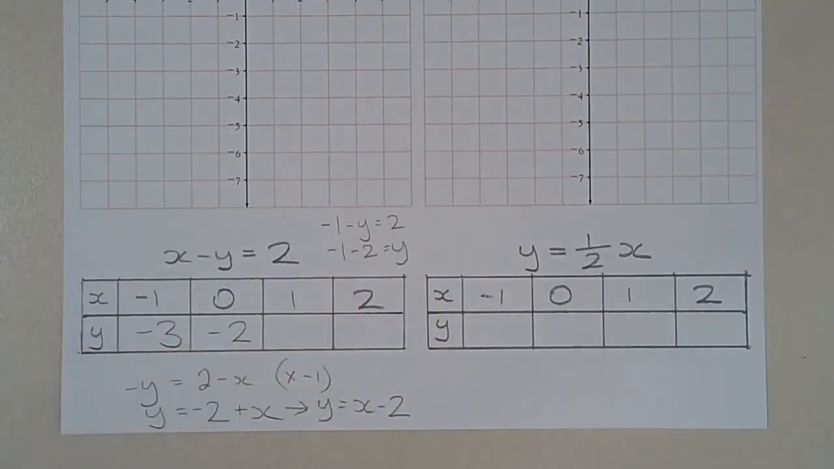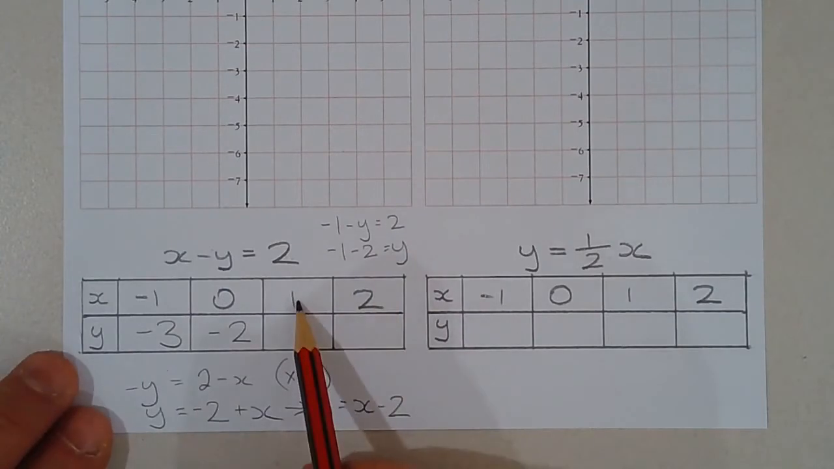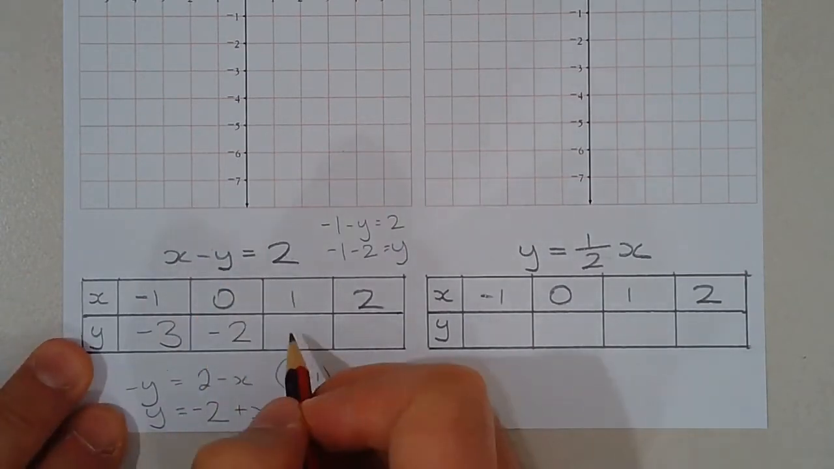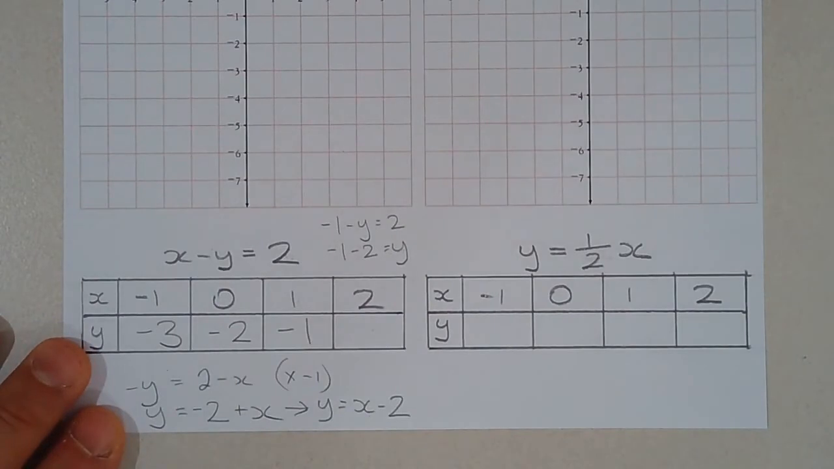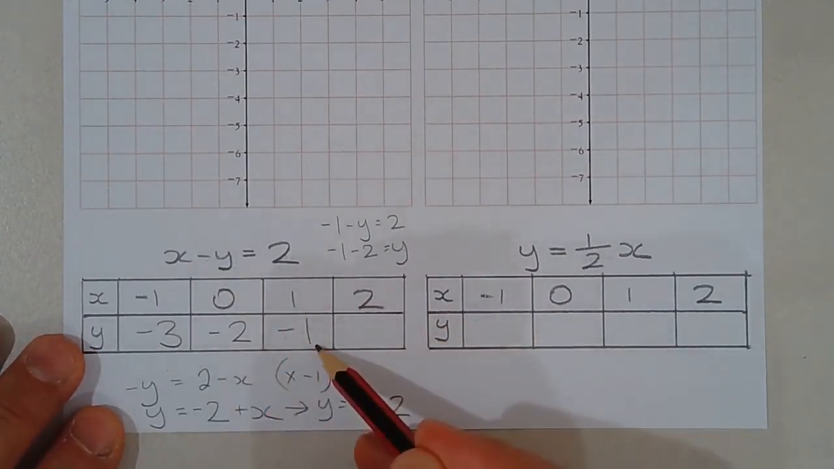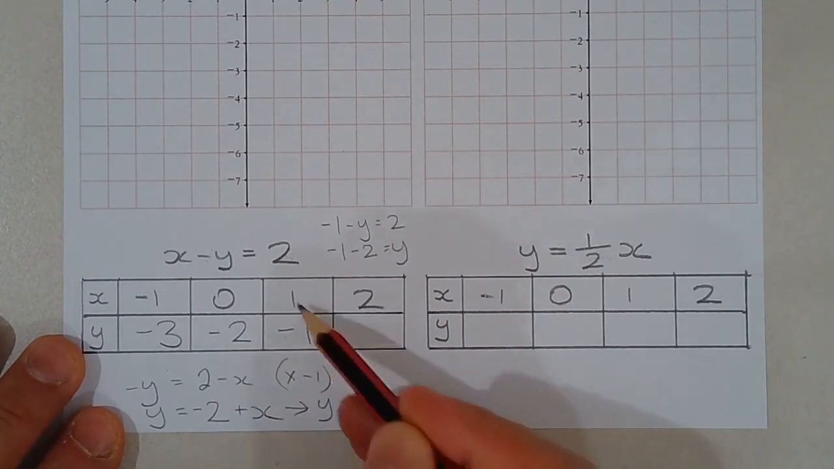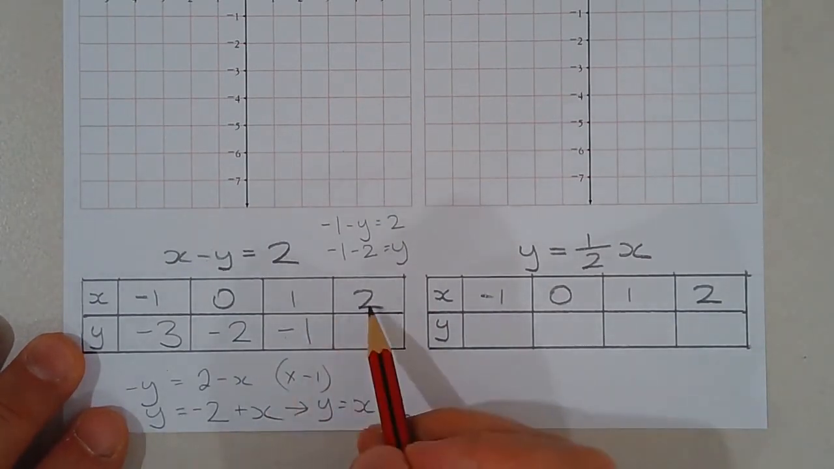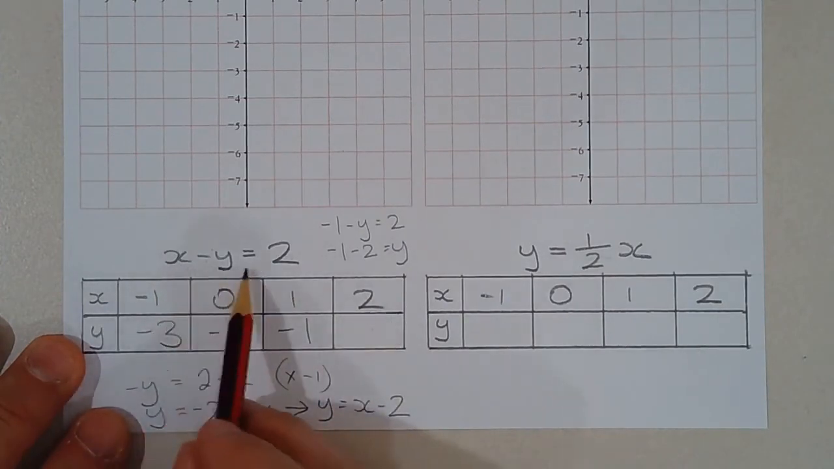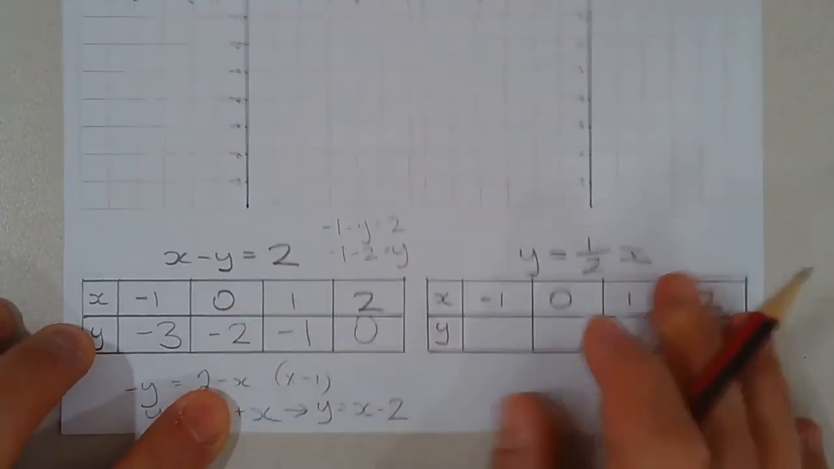Okay. What about 1? I'm going to use a little equation here again. So 1 minus y equals 2, so y will equal negative 1. In fact, add them: 1 minus minus 1, minus minus is a plus, is equal to 2. And lastly, 2 minus y equals 2, y has to equal 0.